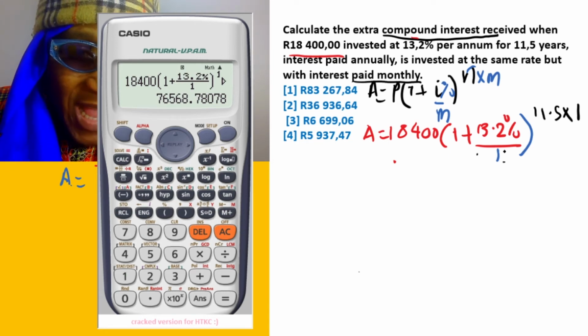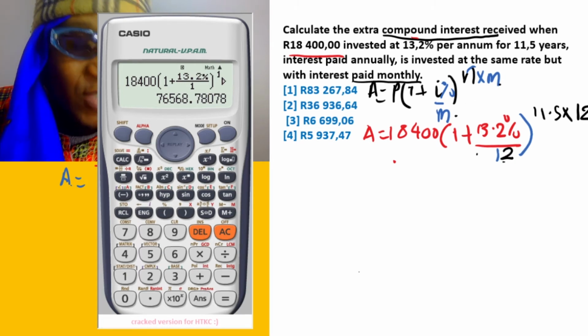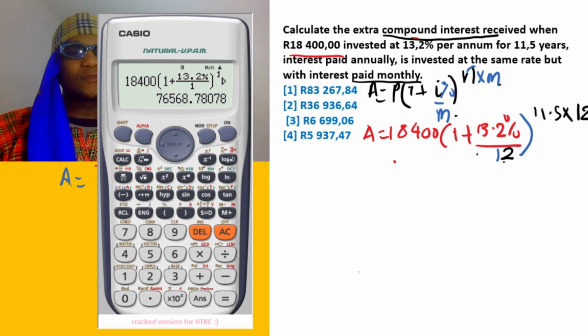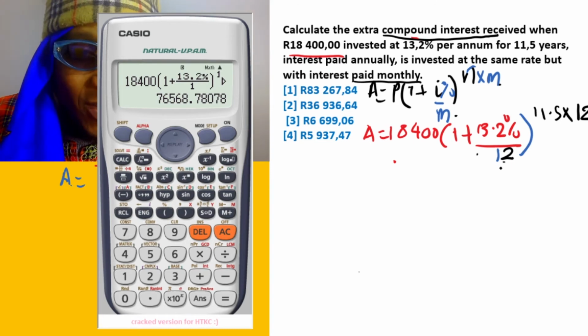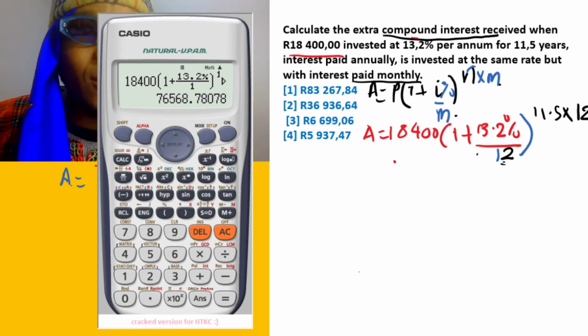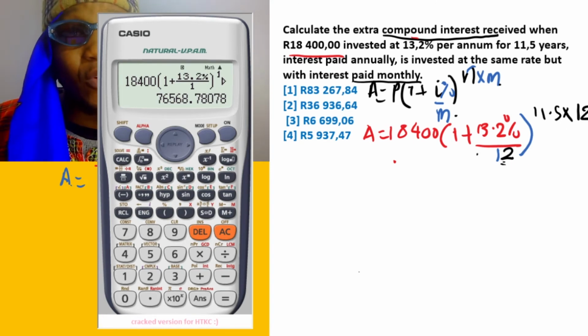So here it's not going to be annual, it's going to be monthly. Monthly means 12. Whenever there's an M, it's going to be monthly, 12, not annual. So we're going to change it and write 12, meaning how many months in 1 year? There are 12. That's why I replaced that one with a 12. Just in case you don't know.